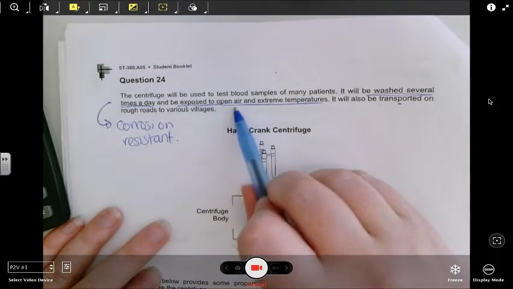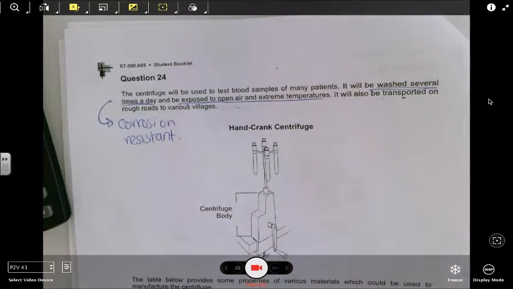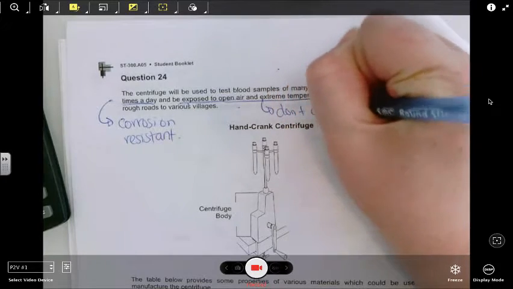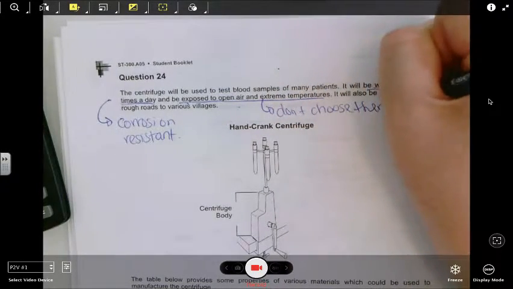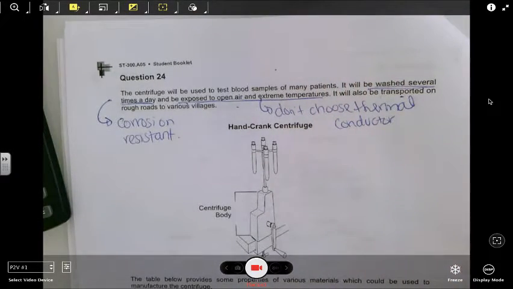And then it says exposed to open air and extreme temperatures. So if it's going to be in extreme temperatures, well, you wouldn't want something that's a good thermal conductor, so I would say cast iron is not a good choice. I would say for this, just don't choose a thermal conductor, because that means if you're in really hot or really cold weather, and it's a thermal conductor, then it's going to get really, really hot or really, really cold.